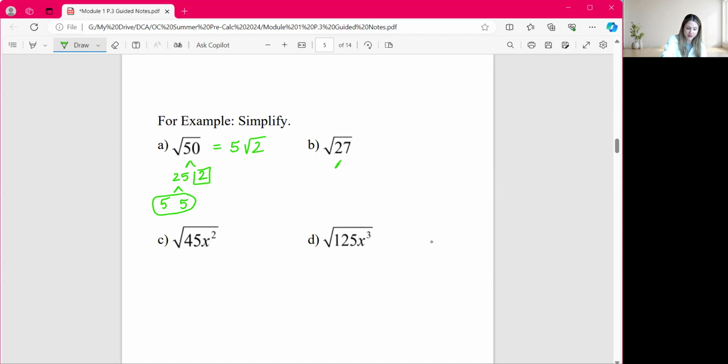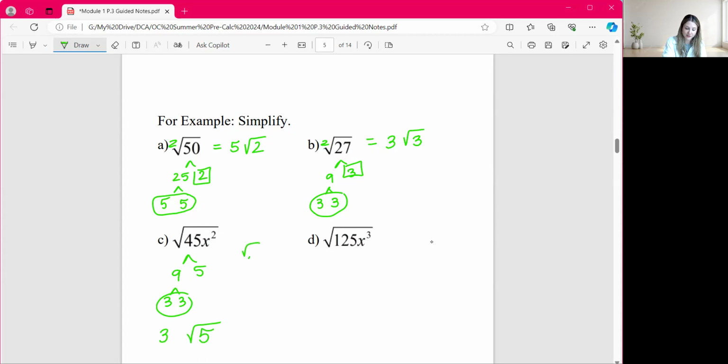Square root of 27 is 9 and 3. We'll do 3 and 3. Pairs go outside the radical. Anything that doesn't have a pair stays inside the radical. I'm looking for pairs because my index is a 2. If I don't see an index, it's the square root. I know there's an index of 2. We'll do 45. So if I just focus on the 45, we'll do 9 and 5. Then I'll do 3 and 3. So I'll have 3 and a root 5.